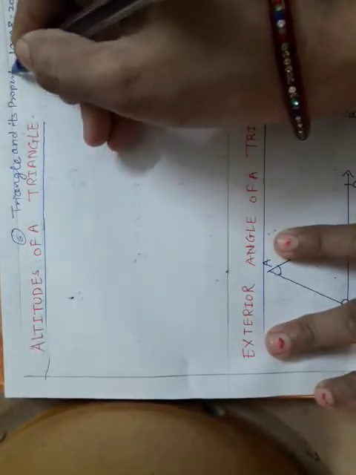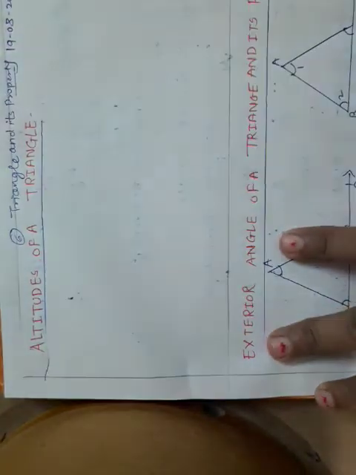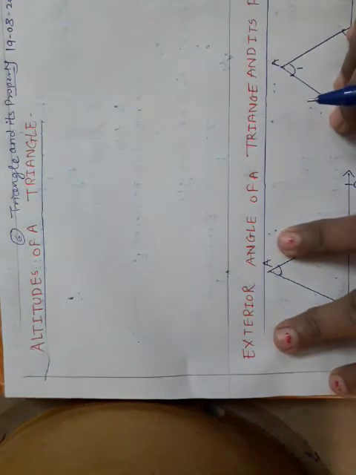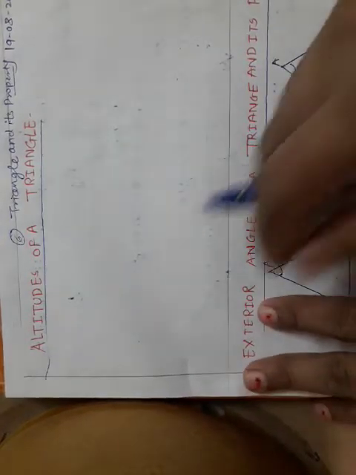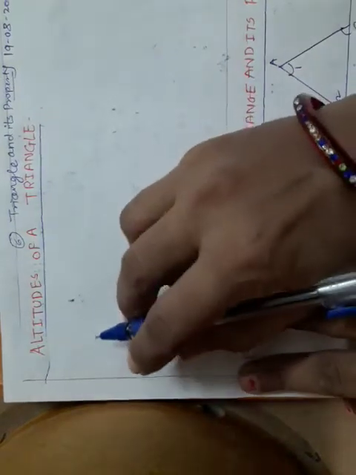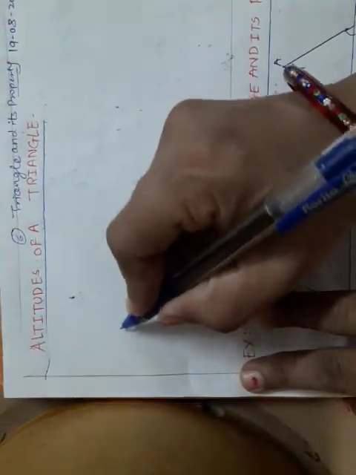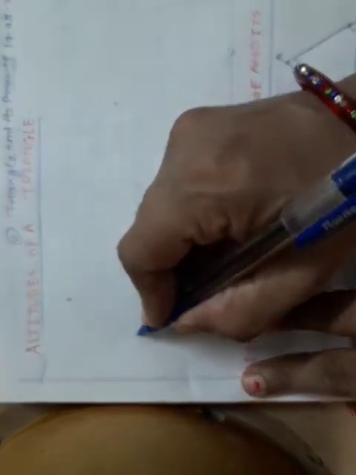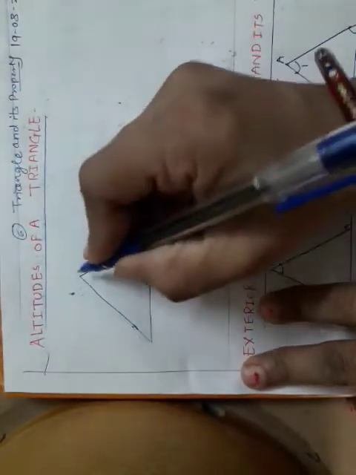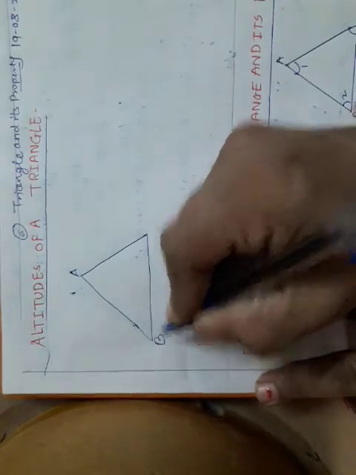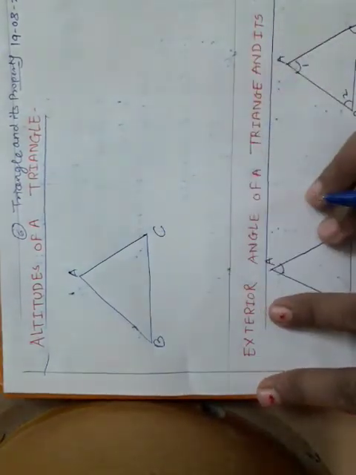Now, yesterday we have seen the medians of the triangle. Now we will see the altitudes of a triangle. So what is meant by altitude? Altitude of a triangle is the perpendicular line segment. Okay, now we will draw one figure. So this is a triangle, the triangle ABC. This is an acute angle triangle.